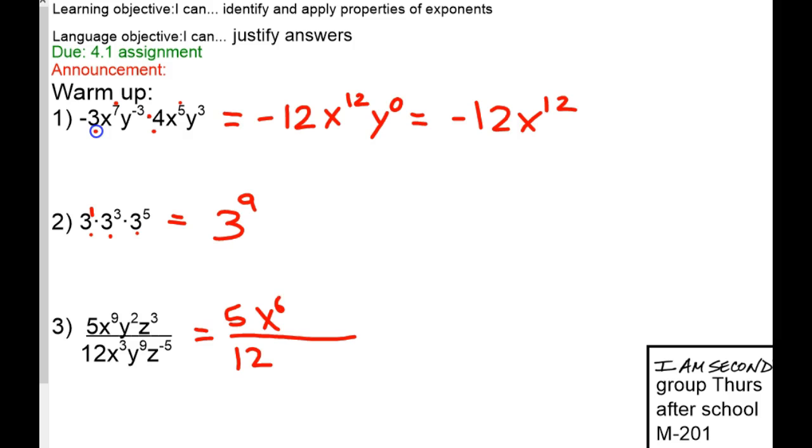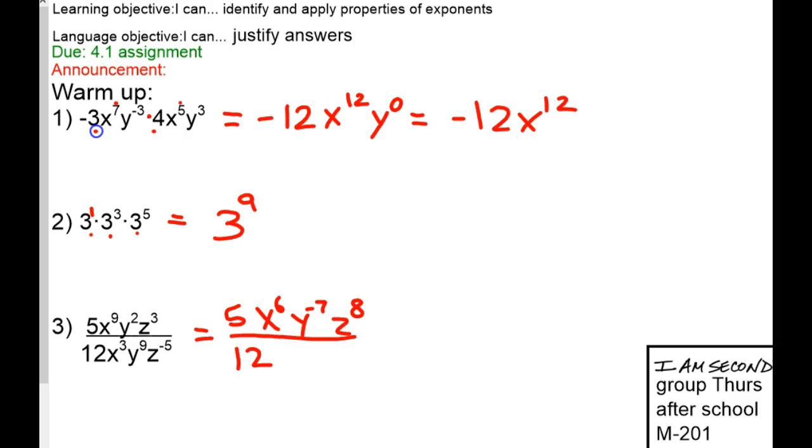The y's are 2 and 9. 2 minus 9 is? What do you think? 2 minus 9. Negative 7. So I can write that on the top, y to the negative 7. And then, don't get tricked, 3 minus negative 5. What? 8. 3 minus negative 5. Minus a negative is like adding, right? So like 3 plus 5. So it's z to the 8.